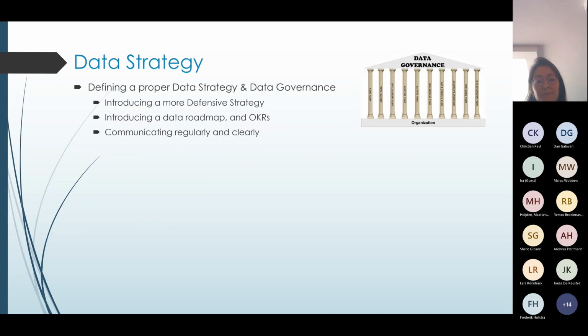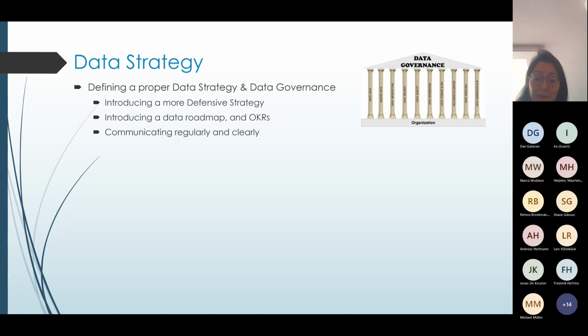What is in the data strategy part? Defining a proper data strategy is the first step, from my perspective, to a successful implementation of data governance in any company. So, introducing a more defensive strategy. What I mean by defensive strategy is adding a bit more control on the data and ensuring the integrity of data flowing through your internal and external systems. Those improve the quality of data, and those can bring a bit of limitation to the access to data, of course, but then you are more adaptive to the regulations and also controlling the quality of your data.